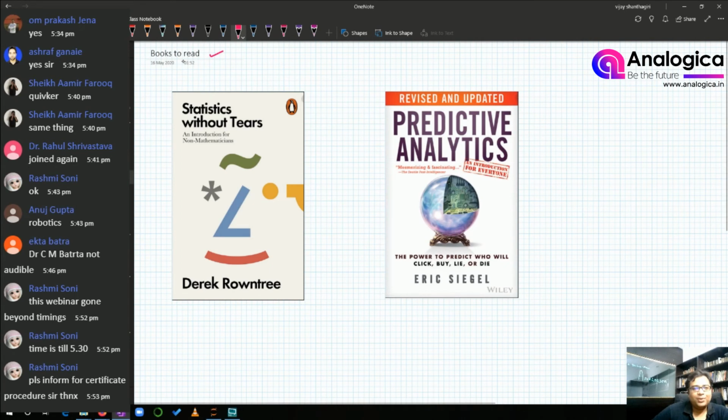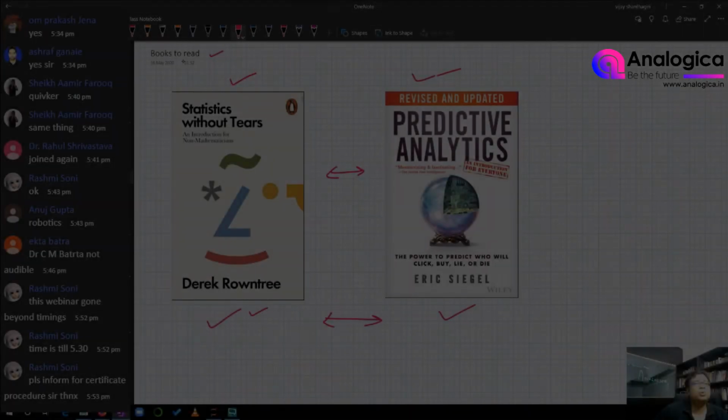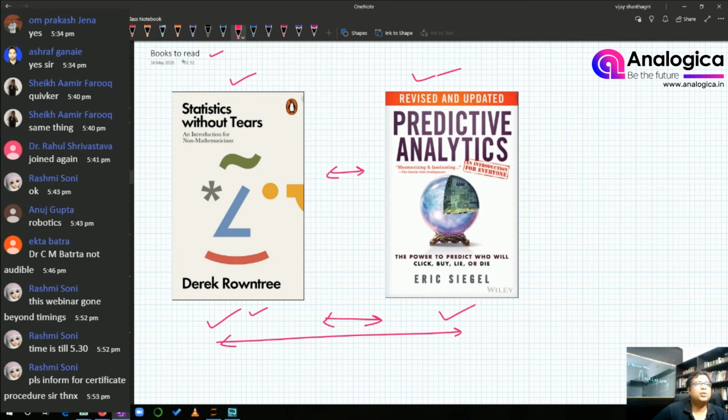Books to read. If you want to start understanding, okay, if you want to start with something today, I would say these are the two books that you need to invest in. One is Statistics Without Tears, another one is Predictive Analytics by Eric Siegel. Both of these books I've read, and these books make the cut. They're really good, and I'll even send you the link for this, and it is going to help you.